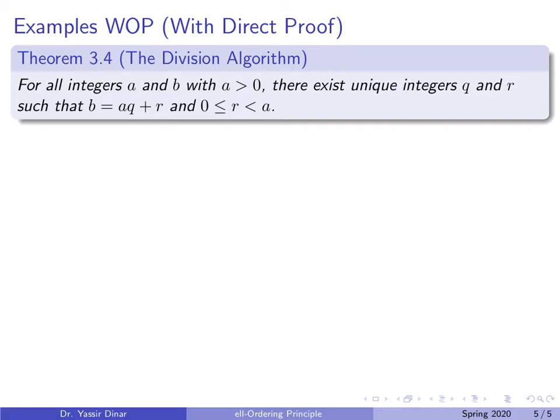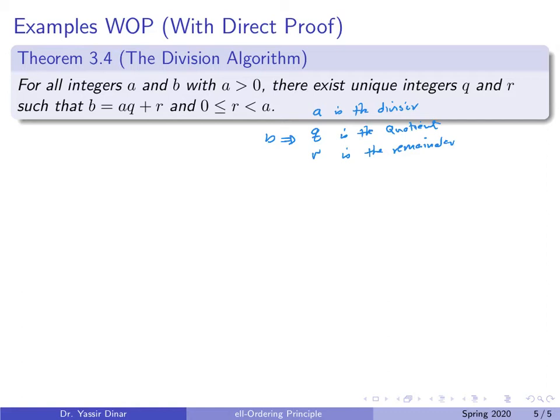A is called the divisor. For every B, you can find a unique Q, and this Q is called the quotient. And the number R is the remainder. Let me explain what this means with examples.